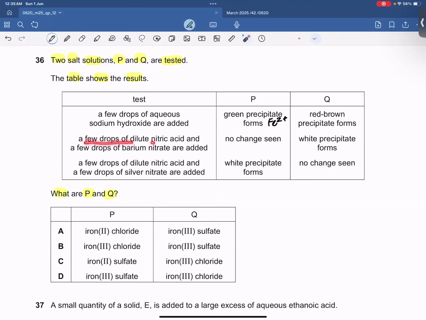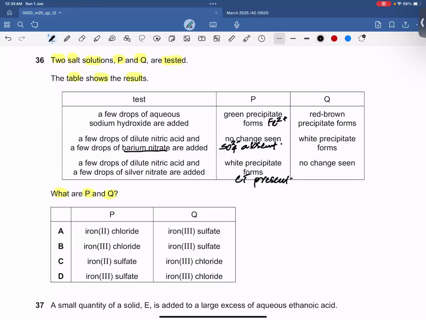A few drops of dilute nitric acid and a few drops of barium nitrate are added. No changes seen. So when you add barium nitrate and no changes seen, then it means sulfate absent. When you add dilute nitric acid and silver nitrate solution, white precipitates form, then it means chloride ions are present.